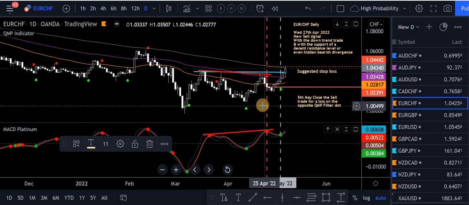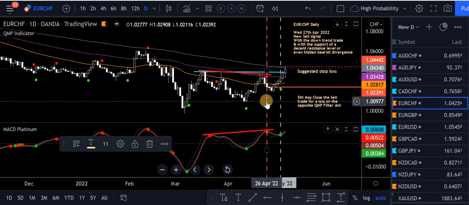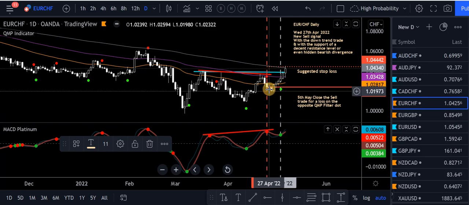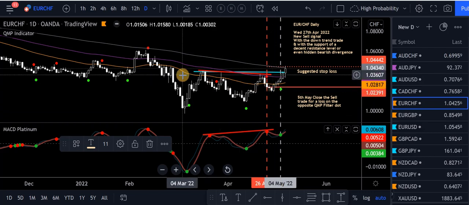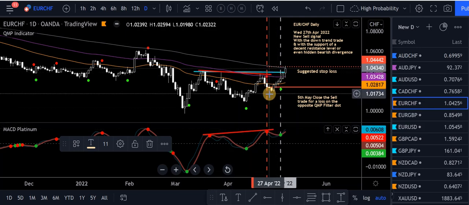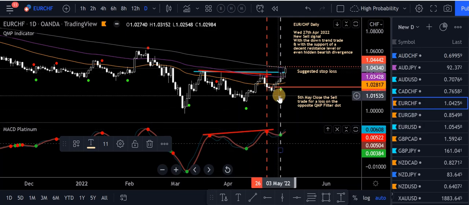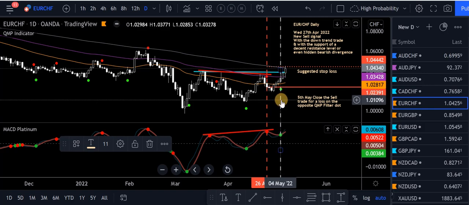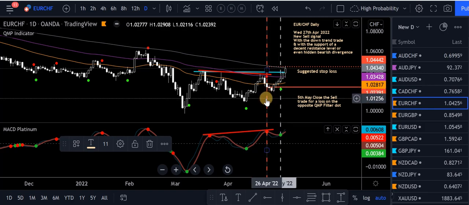Euro Swiss highlighted in orange for a reason. I closed this trade. That's right. We took a sell here on the 27th of April. So that date there, 27th, the open of the candle. Went down. Didn't go anywhere in our favour. I didn't mind the setup, I thought it was a good setup. But the price is king. Price goes where it damn well pleases, I don't control it just because it looks good.